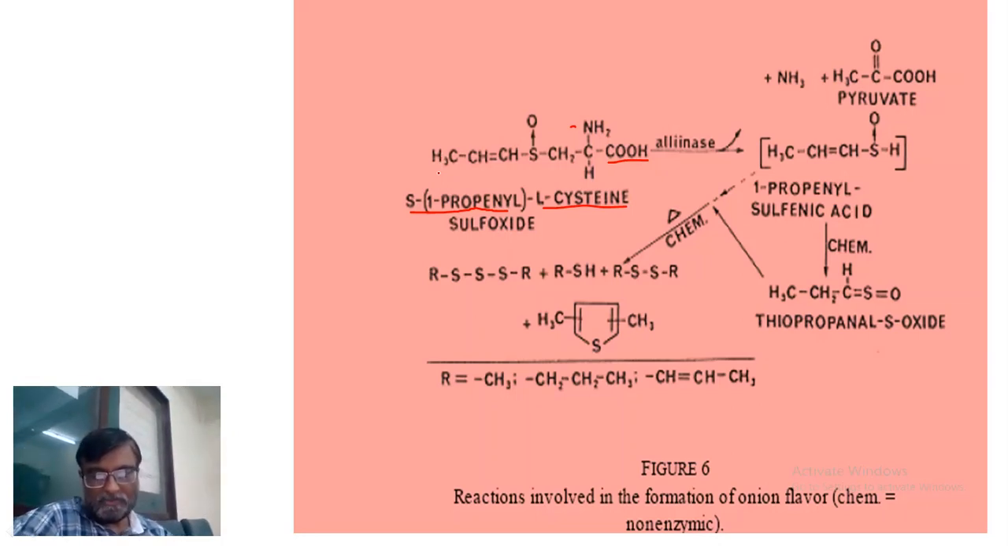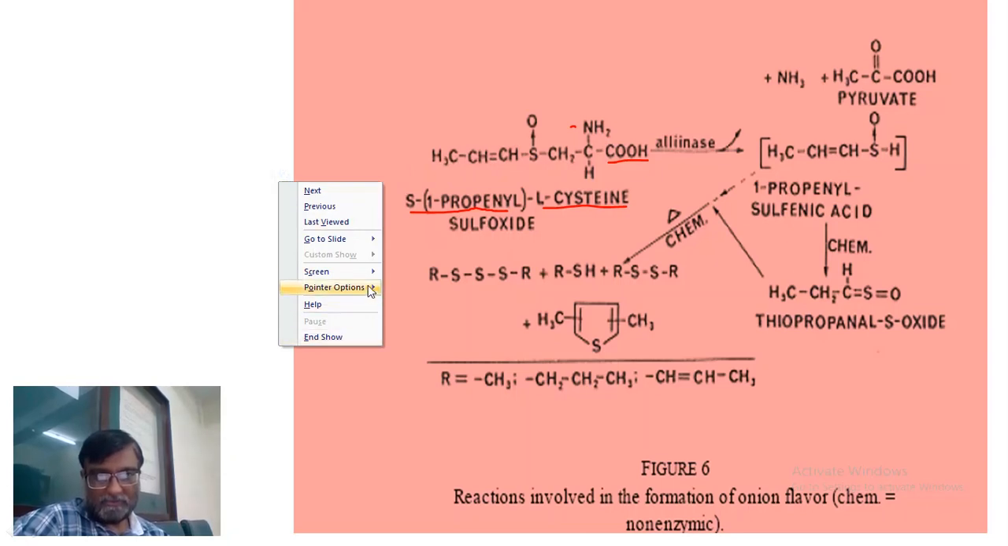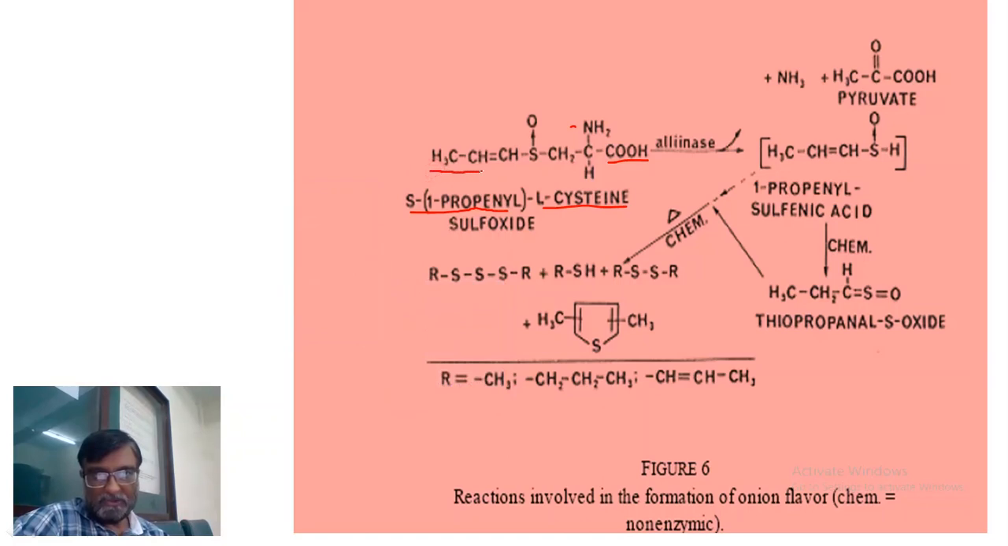So look at this one. This is the part S1 propanol, three carbon, one, two, three, and this is the sulfur. So this will be S1 propanol L-cysteine sulfoxide. This is the compound that is naturally present in onion.